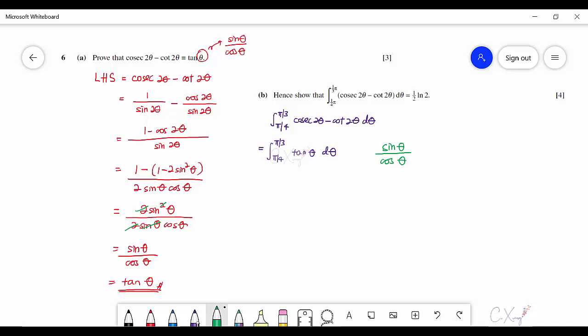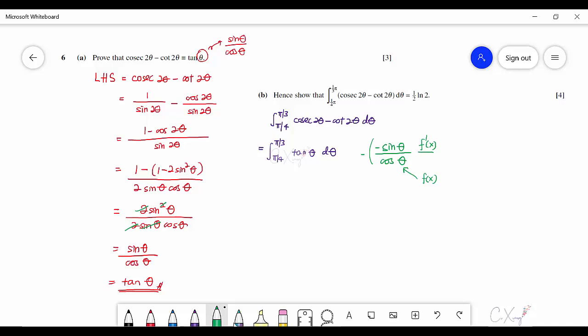If you try to differentiate cos theta, then you should have a negative sine theta on top. So if you put a negative sine theta on top, then you need to put a negative outside also, so that the whole expression becomes f prime x over f x. I want to get the pattern f prime x over f x.